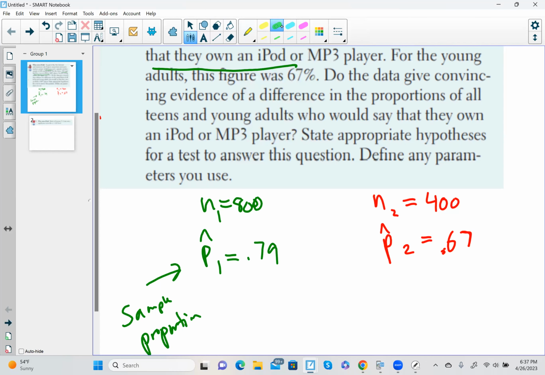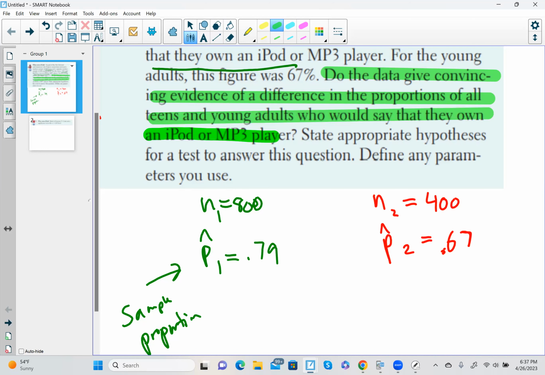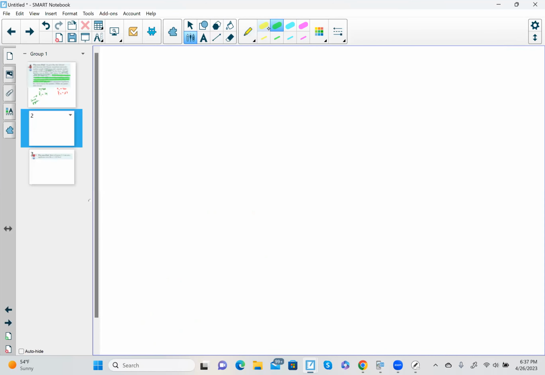It says here, do the data give convincing evidence of a difference in the proportions of all teens and young adults who would say they own an iPod or MP3 player? Right? So whenever you see those words in statistics, do the data give convincing evidence? That's letting you know that you have to do a significance test. So we need to write our hypotheses first. So let's do that on a new page. Here's what we're going to do.